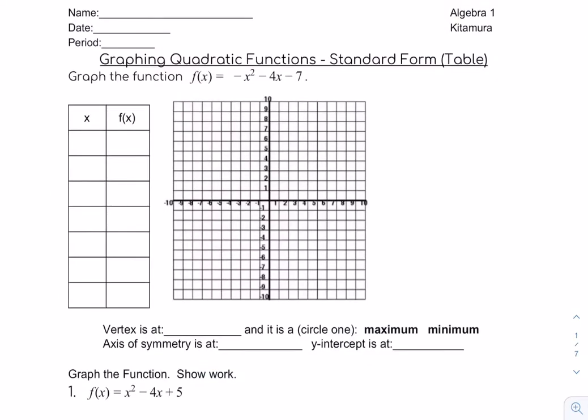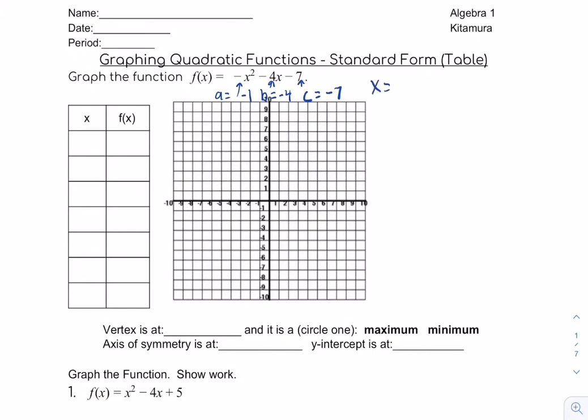Okay, so here's your worksheet for today. Our graphing quadratic function in standard form using a table, and we have our quadratic function right here. And we're going to graph it first by finding the vertex, right? So we identify what a is. So a is the coefficient of x squared, which is negative 1. Your b is the coefficient of x, which is negative 4. Your c is the constant at the end, so it's negative 7. So we have an a, b, and c.